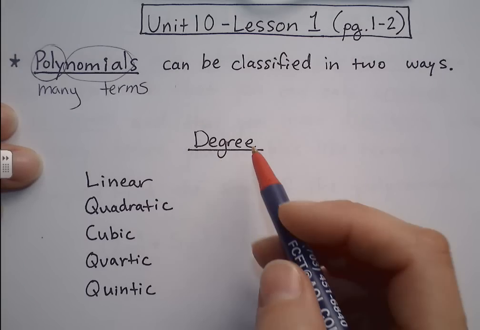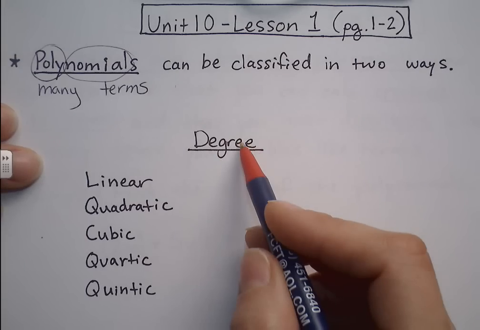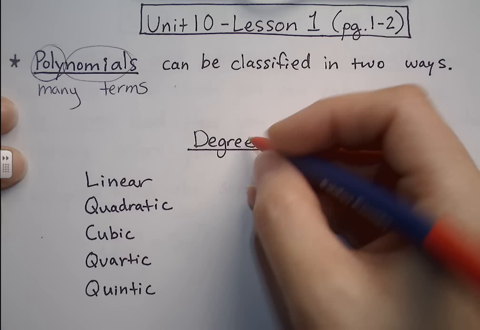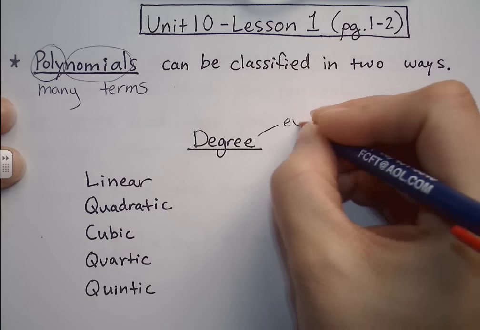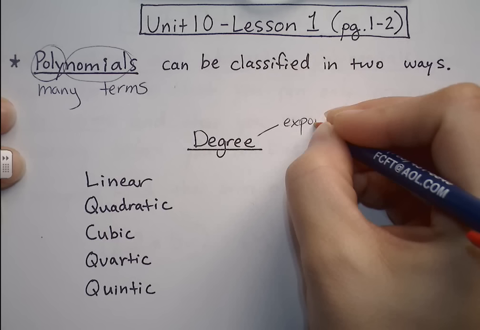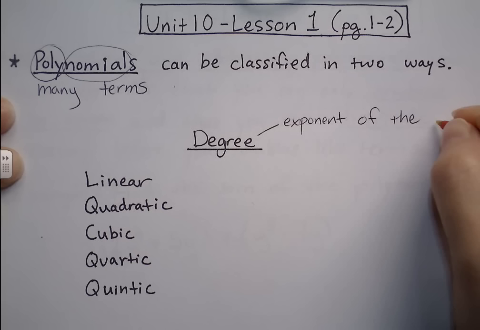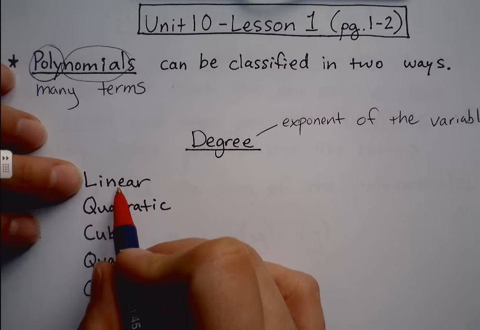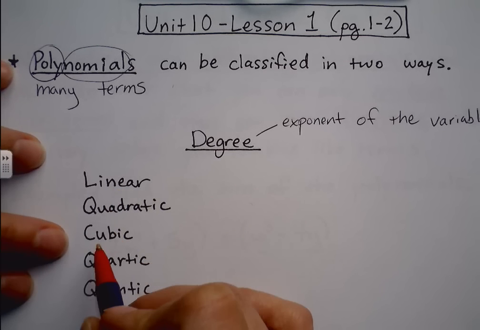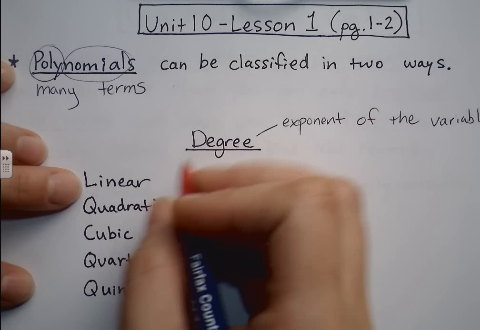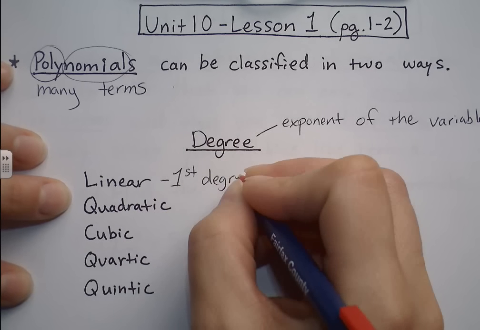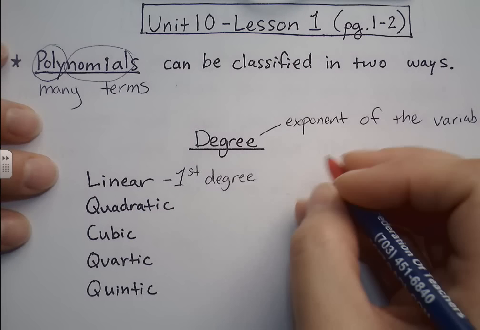So first of all, I want to talk about when we describe the degree of a polynomial, what that means. The degree of a term is the exponent of the variable. So linear would be first degree, quadratic is second degree, cubic is third degree. This is all just vocabulary. This would be a first degree polynomial. And let me show you some examples.